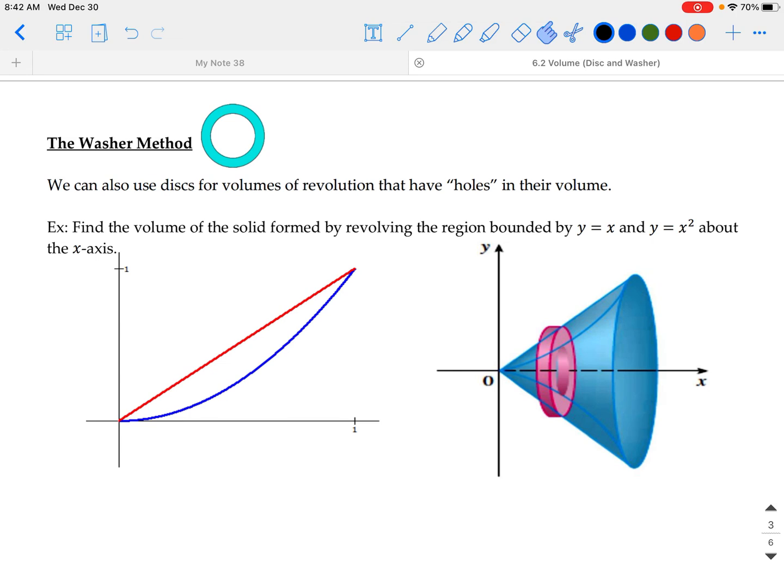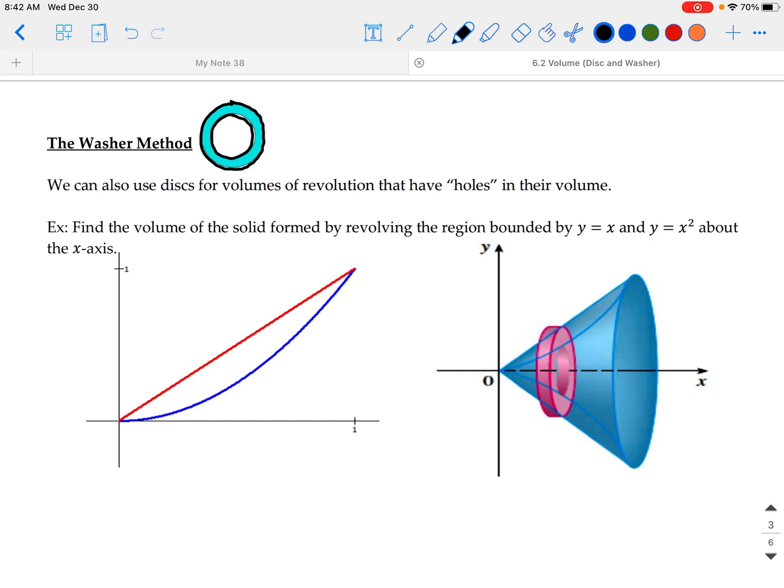Welcome back, everybody. So we're now going to look at the washer method from 6.2 here, which is going to be the second major method for volumes of solids of revolution. For the washer method, it's called the washer because it can be represented by what looks like a washer here, right?